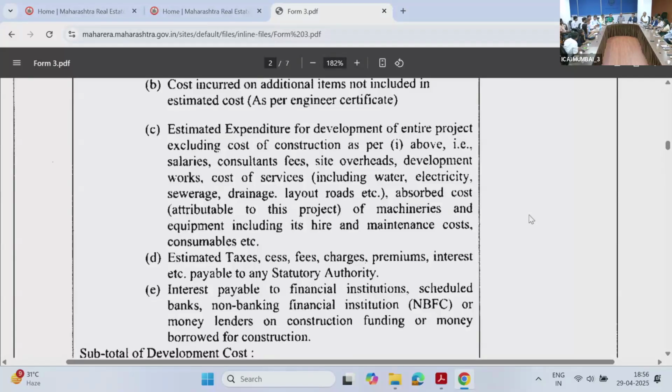I think we have good insights about the intricacies and practical difficulties about important parts of land cost, as well as the premium, TDR, and other aspects, which are key components of the substantial cost of the project, right?